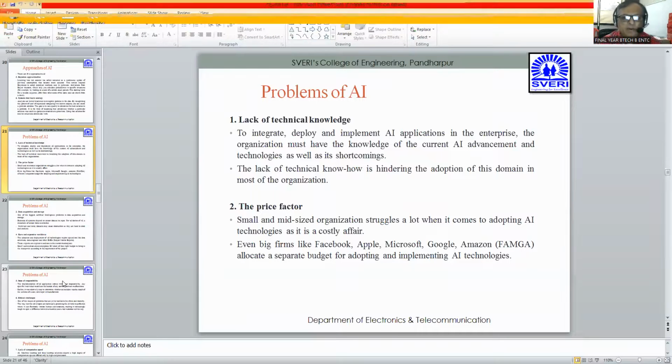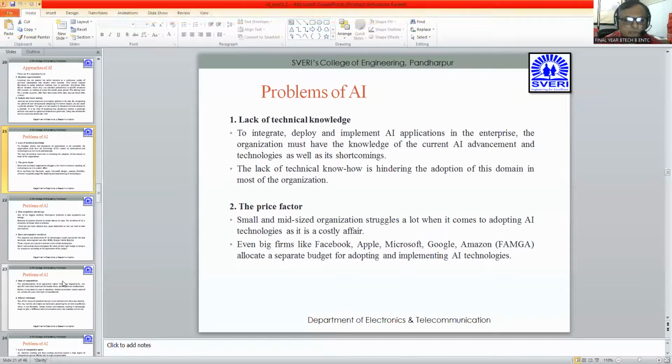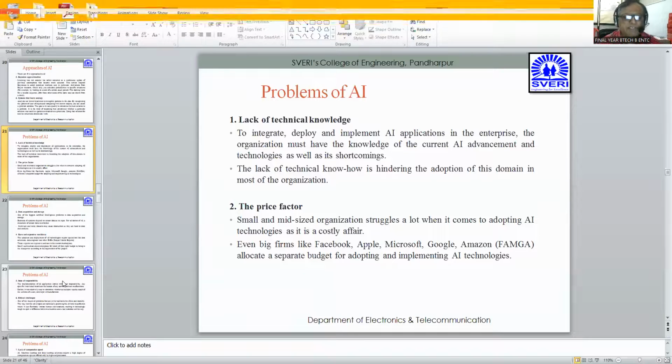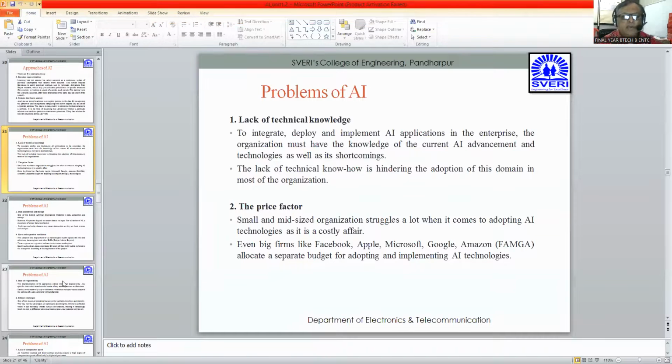Some of them have started adopting, and that is a very good sign. Even big firms like Facebook, Apple, Microsoft, Google, and Amazon have a separate budget for artificial intelligence in order to implement AI technologies.